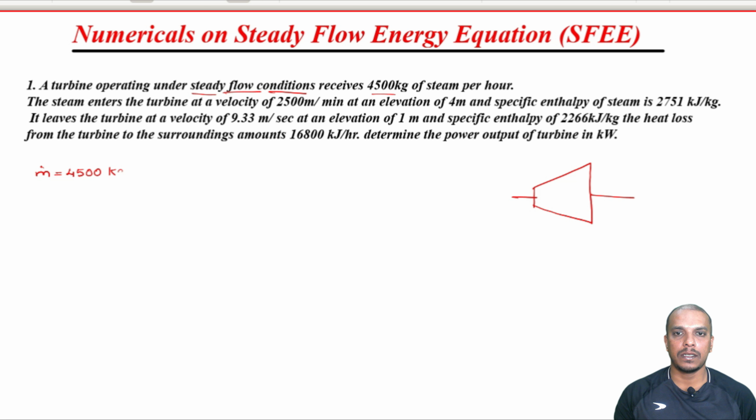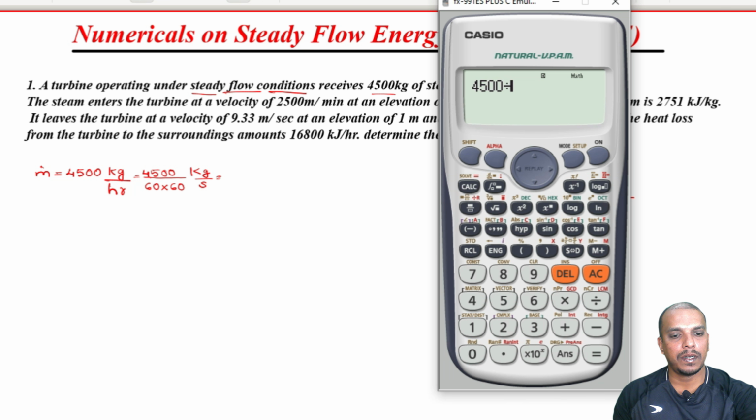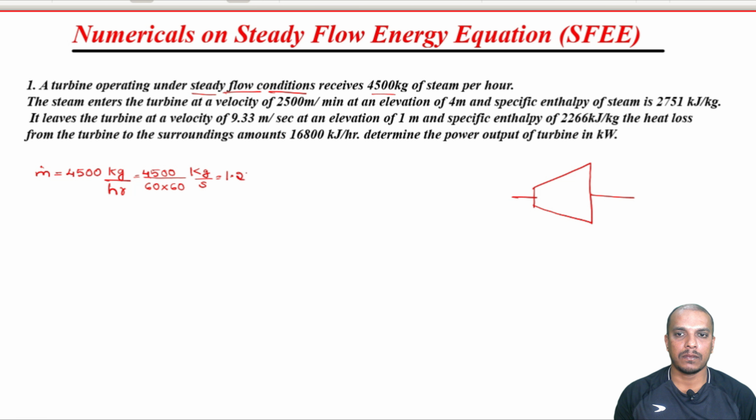4500 kg per hour. This has to be in kg per second, so we will convert it as soon as we get this data. 4500 divided by 60 minutes and 60 seconds, so that is 1.25 kg per second. So the mass flow rate is 1.25 kg per second. The unit need not be given in the unit which we want; we will have to convert it to the unit which we want.